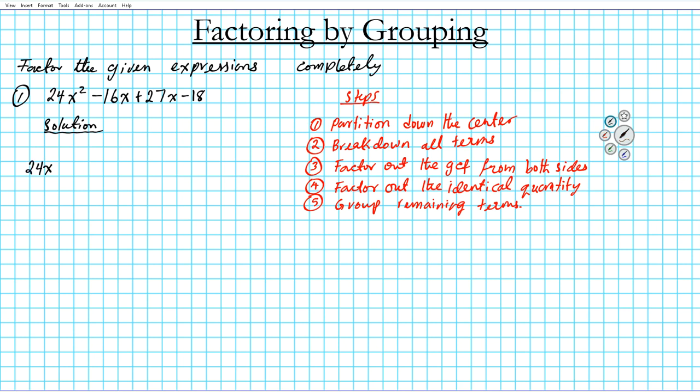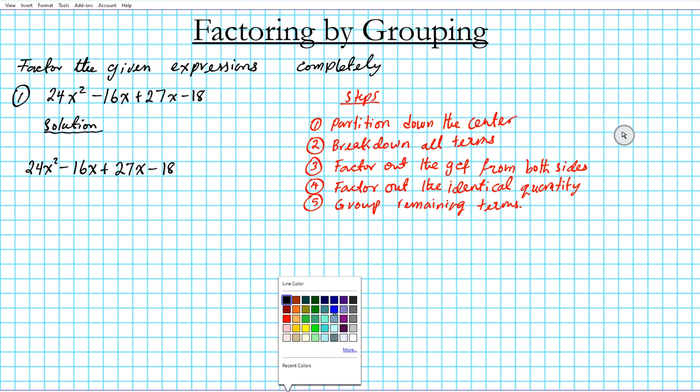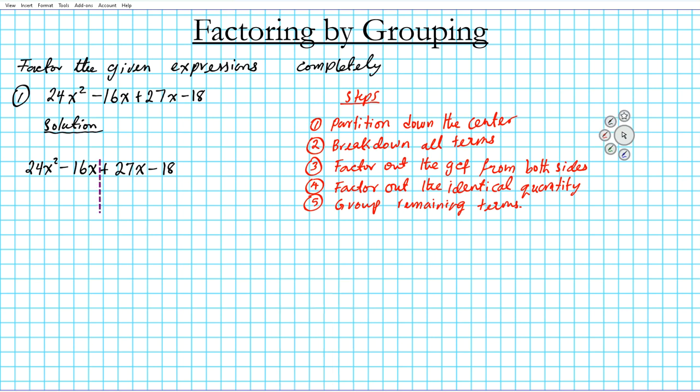So we have 24x squared minus 16x plus 27x minus 18. We're going to start off by executing step number 1, which is to partition the expression down the center. Make sure it's right to the left of the middle sign. So there goes your partition right there.